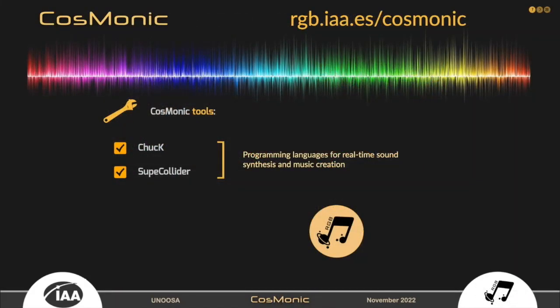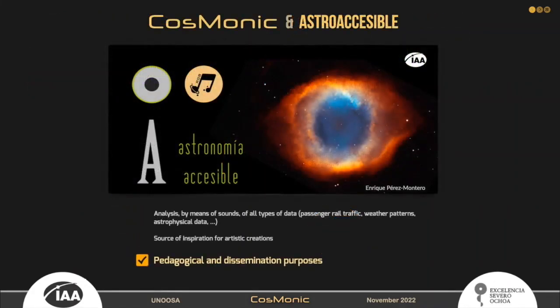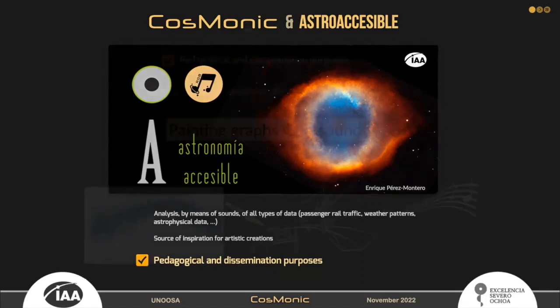In Cosmonic, I use, among other tools, programming languages specific for music, algorithmic music creation and sound design like ChucK or SuperCollider. I also use Python for processing and conversion to tables and also for 2D plotting, and Blender, for example, for 3D plotting and animations, which is also a purpose for Cosmonic: to produce videos synchronized with the audio of the sonifications. In this video, I just want to show a couple of examples produced by Cosmonic for another project, in this case, Astro Accessible, a project also led at the IAA, an outreach project for a BVI audience.